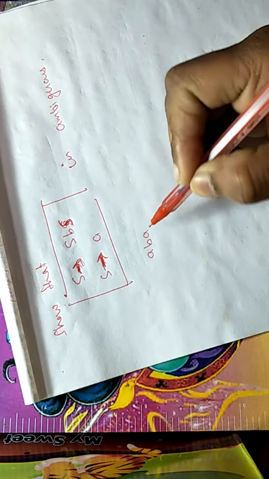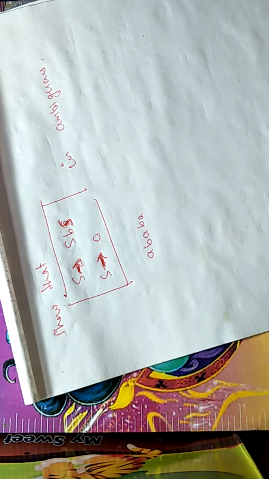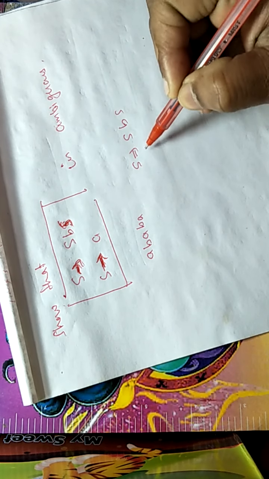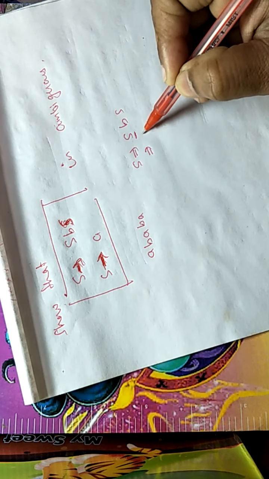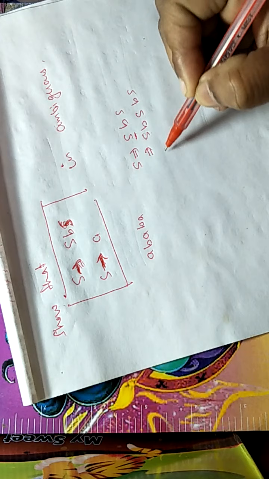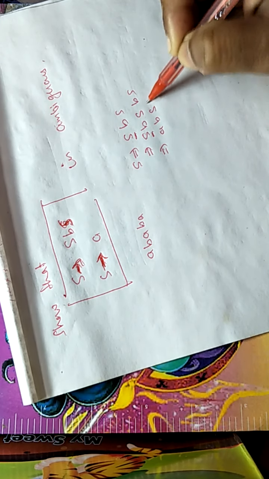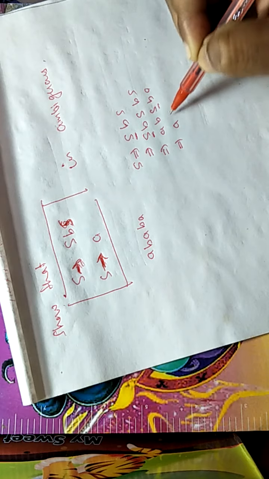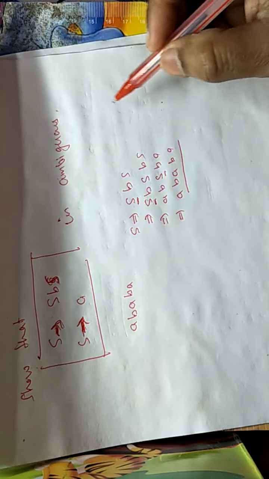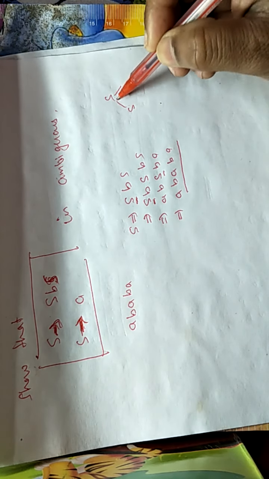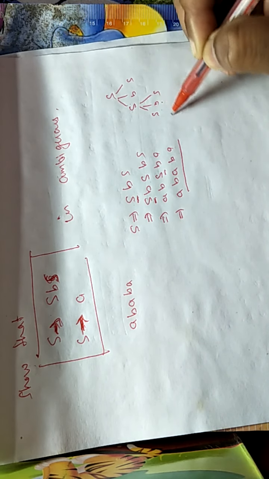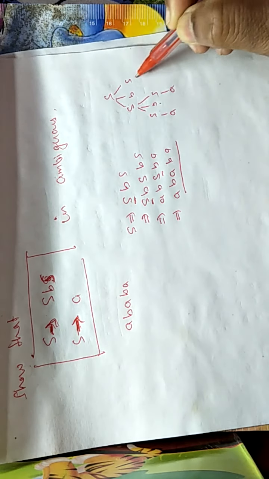So from this grammar, suppose I am deriving ABA. I can derive it as S tends to SBS and replacing this S by SBS, and replacing this S by A, replacing this S by A, and we have ABA. The derivation tree will be as S tends to SBS, replacing this S by SBS, replacing this S by A, this S by A, and this S by A.